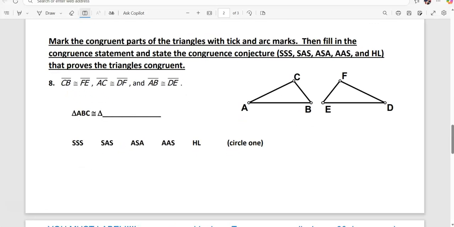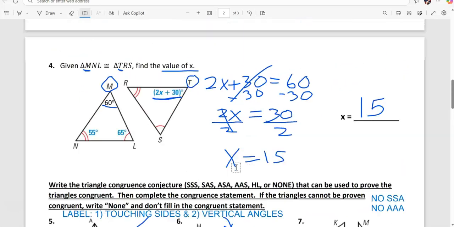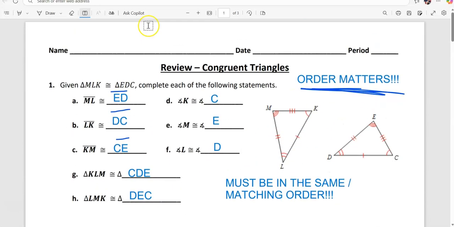Oh, forgot number 8. CB, FE, AC, DF, AB, DE. That is side, side, side, and ABC flips over to make DEF. Whoops. Okay, but yeah, that's your whole review. Please study it and be ready for your test tomorrow.